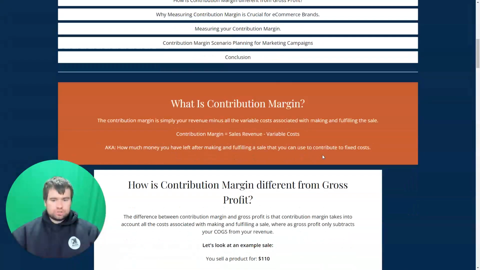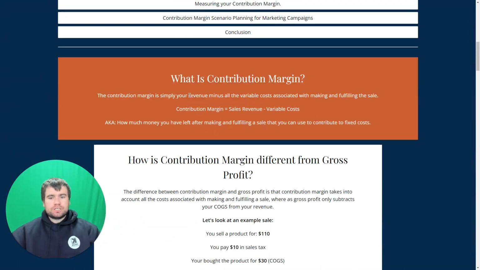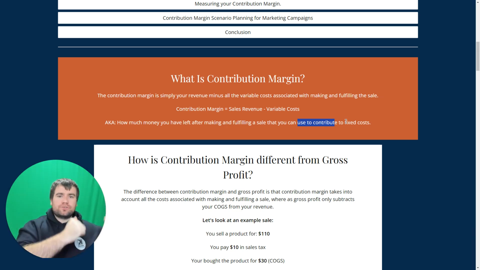So what is contribution margin? Contribution margin is simply your revenue minus all the variable costs associated with making and fulfilling a sale. So it's basically how much money you've got left over that can contribute to fixed costs. Once you pay for the product, and all the variable costs for it, ads, all those types of things, then you've got that money left over that you can then contribute to things like wages and rent and all that sort of stuff.